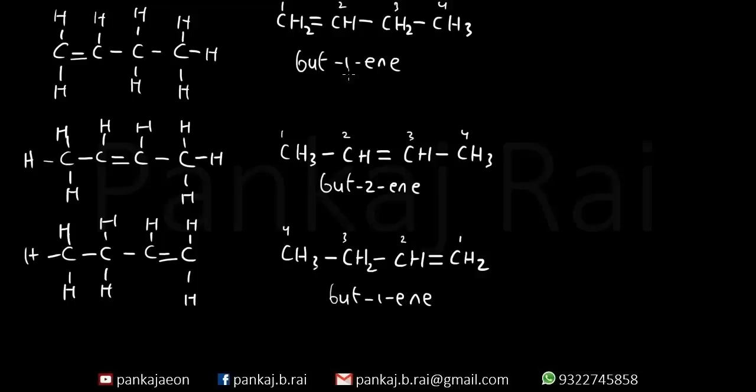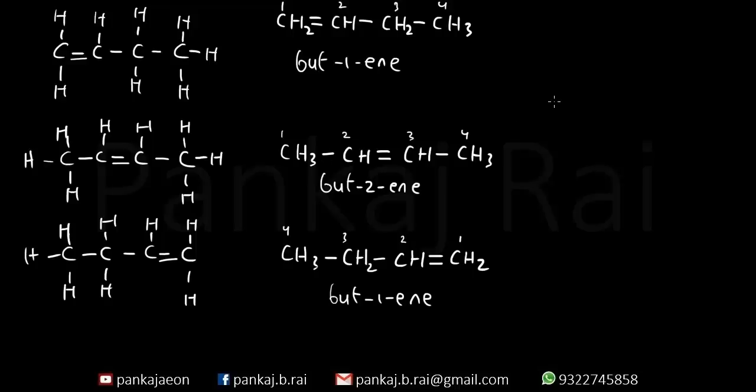As you can see, the first one and the third one are exactly the same because they are mirror images of each other from left to right and right to left. Both will be called but-1-ene because the position of the double bond begins from the first carbon. But this is a different compound. It is but-2-ene because the position of the double bond starts from the second carbon atom. Either we name it from this side or this side. So in this way, the naming of alkenes has to be done.